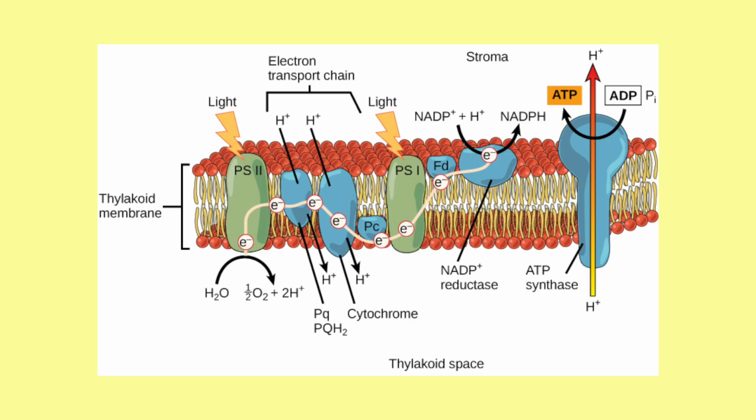The electron's energy is used to pump protons into the interior of the thylakoid compartment, creating a proton gradient. This gradient then drives the synthesis of ATP, which is a process called chemiosmosis. And electrons eventually reduce NADP+ into NADPH, the high-energy electron carrier which I mentioned earlier.